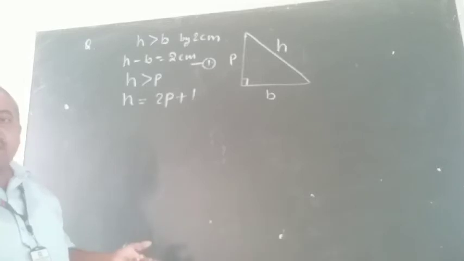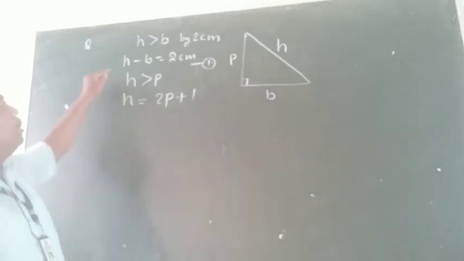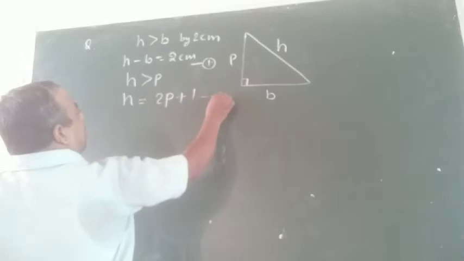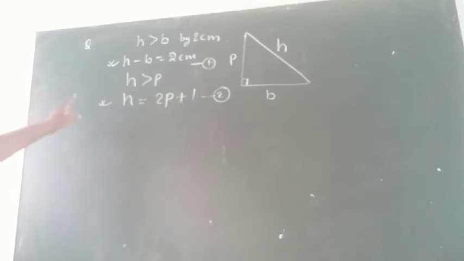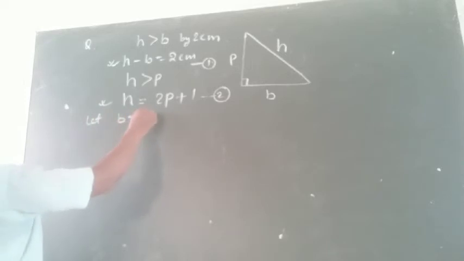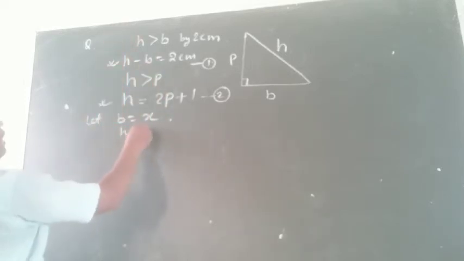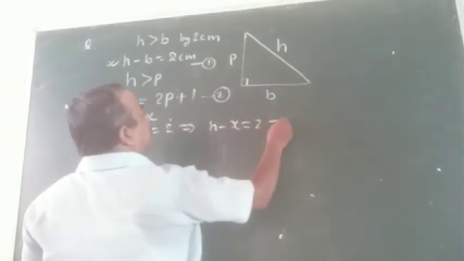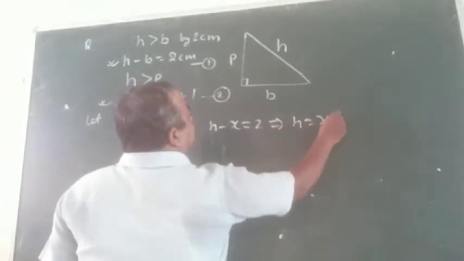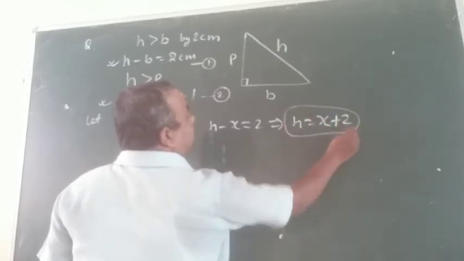How could we solve this? Simple. This is case 1 and this is case 2. In both cases, the hypotenuse is the common term. Suppose the base is x. So h minus b equals 2, h minus x equals 2, so the hypotenuse equals x plus 2. This is the hypotenuse value.